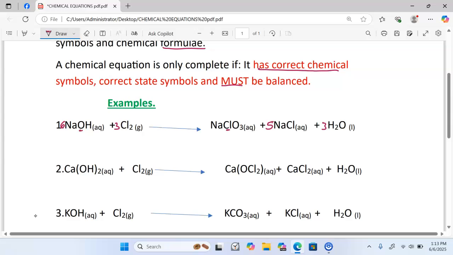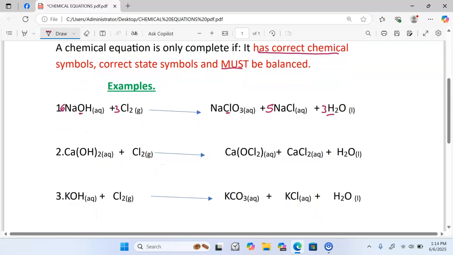The number of hydrogens are 6 on the reactant side, and on the product side we have 6. Then chlorines are balanced. We have 6 on the product side and 6 on the reactant side. The number of oxygens are 6 on both sides, and therefore the equation is balanced.